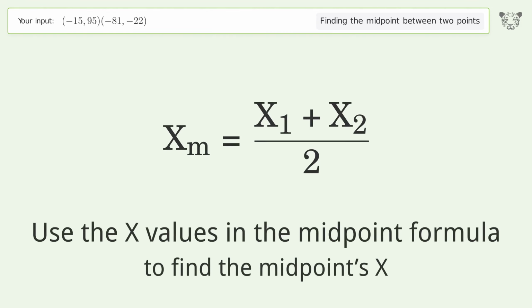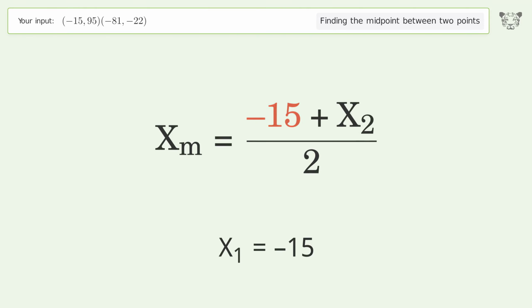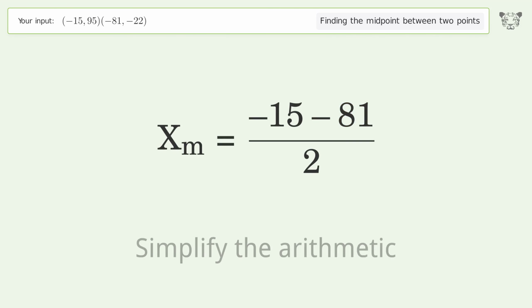Use the x values in the midpoint formula to find the midpoints x. x1 equals -15. x2 equals -81. Simplify the arithmetic.